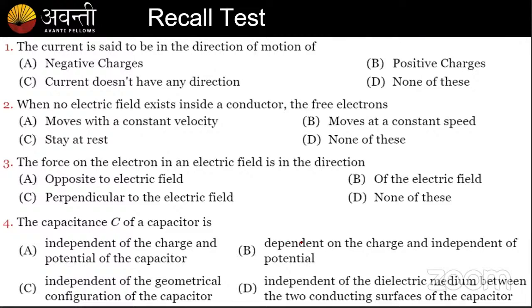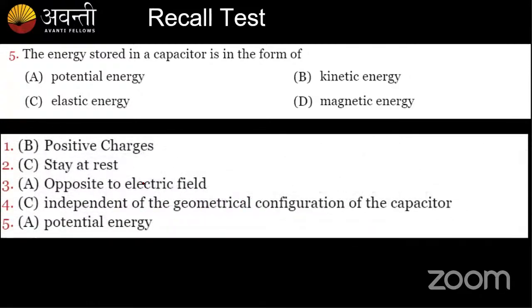Most of you answered option B for the first question. I'm sharing the results with you. Yes, the current is said to be in the direction of the motion of positive charges. Option B is the correct answer. Second question: when no electric field exists inside a conductor, the free electrons don't stay at rest. Most of you answered moves with a constant velocity. Is it constant velocity or constant speed? Yes, it should move with a constant velocity. So it is not stays at rest; it moves with a constant velocity.